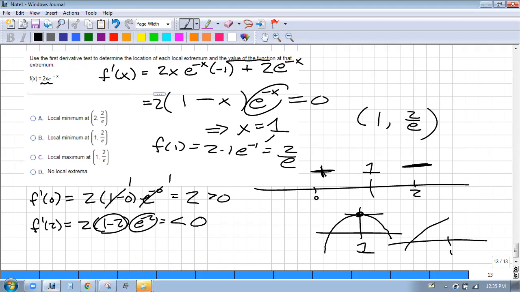Does that make sense? Instead of the second derivative, we just looked at the first derivative. It's increasing and then it's decreasing.